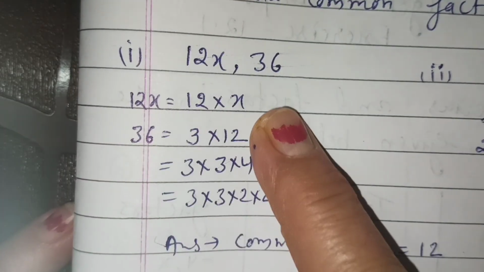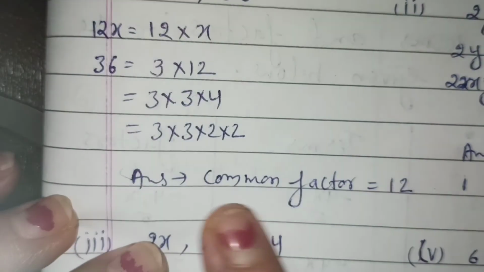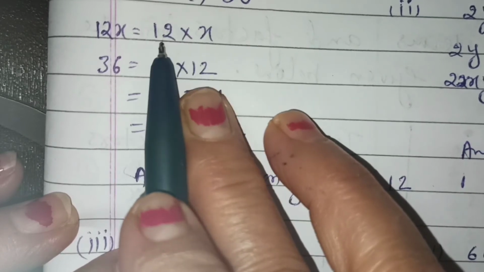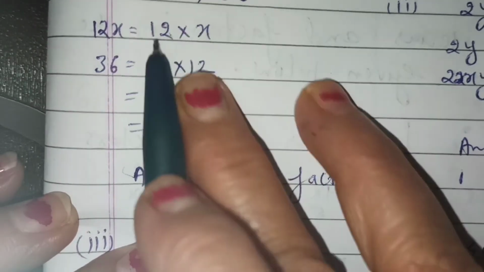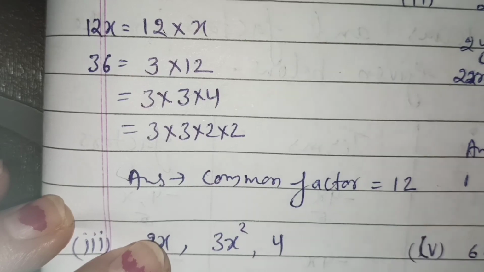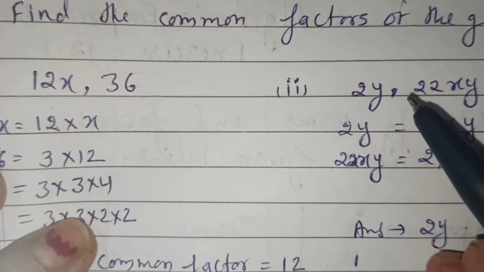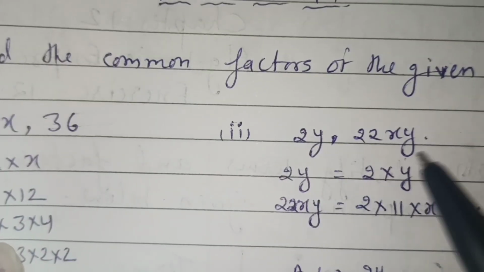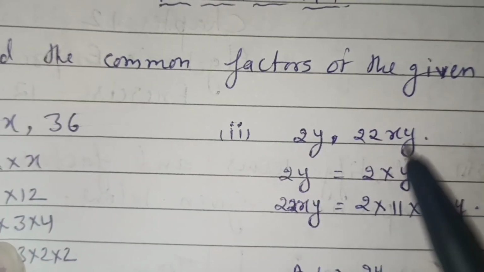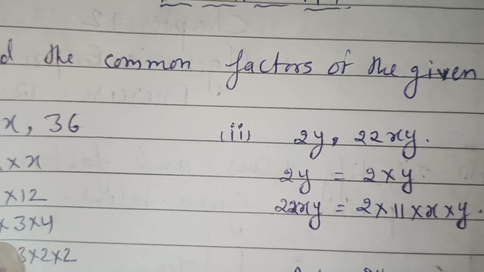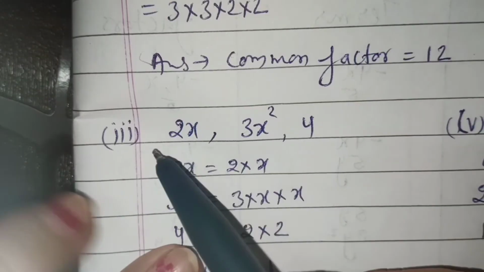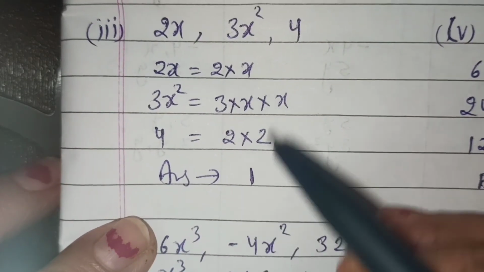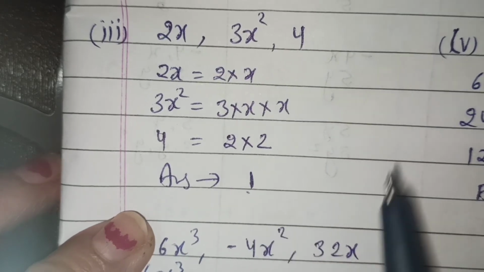We will factorize them. And what are the common factors here? The common factors are 3 into 12, and here also 3 into 12, so 12 is a common factor between these two terms. Here see, I have solved 2y and 22xy. The factors are this, and we see that 2y is common in both terms. Here also first factorize and then see which is common. Here no terms are common, so we take only 1 as common.